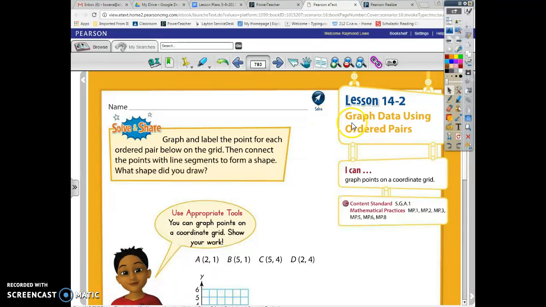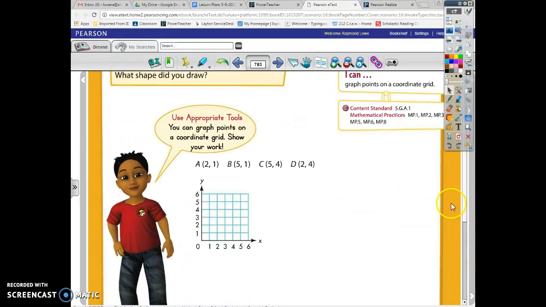Today should be Monday, and for today's lesson, we are going to work on lesson 14-2, graphing data using ordered pairs. Very, very similar to what you learned on Friday about graphing data and utilizing the ordered pairs. So here we're just going to use appropriate tools.